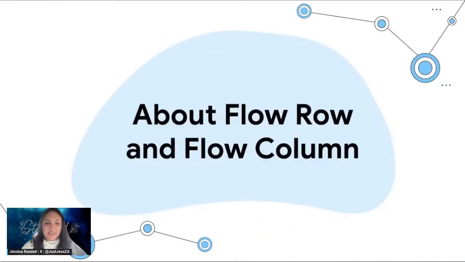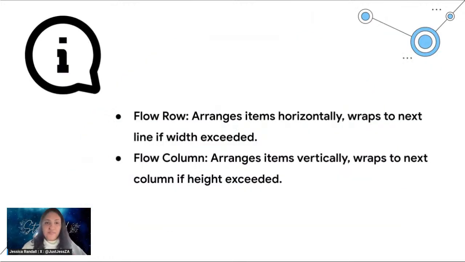Now we're going to dive into more about flow row and flow column and what they actually do. Flow row, from the name, arranges items horizontally, but it wraps the next item to the next line if the width is exceeded. In other words, if you have an item that is too wide for that row, it will automatically be wrapped into the next line. And flow column arranges all the items vertically. So if the height is exceeded, it will wrap that item to the next column. We'll see this in the examples to follow.